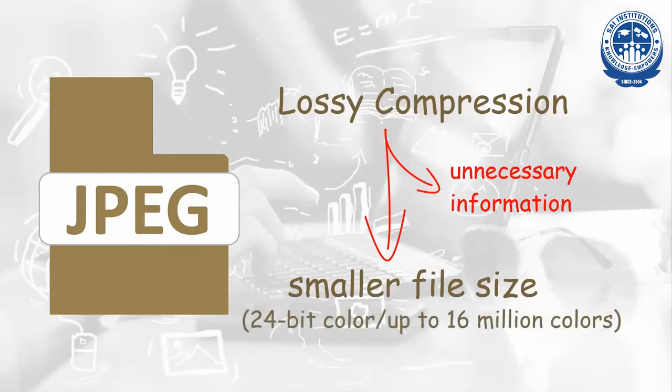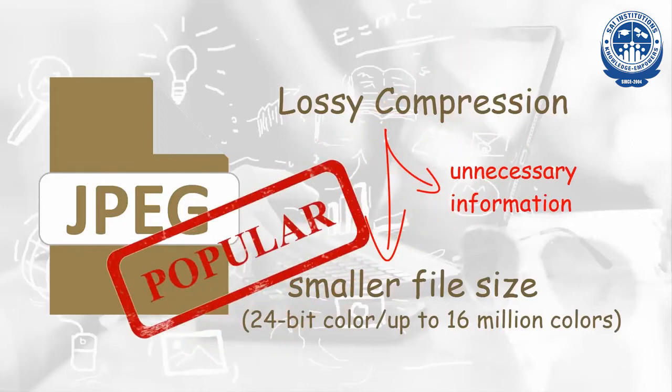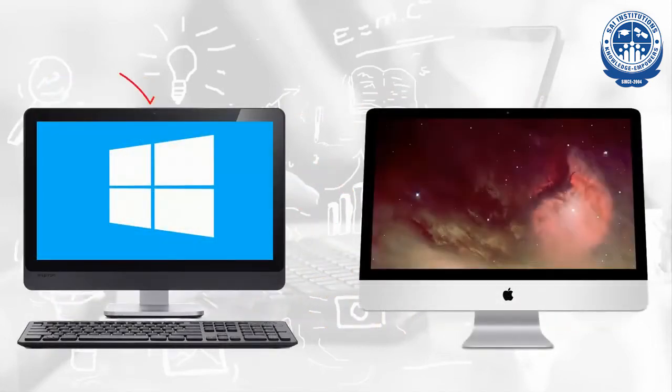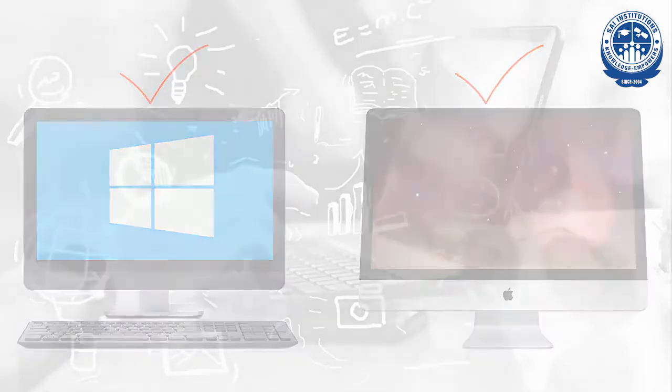JPEG images can use 24-bit color or up to 16 million colors. This color richness, in addition to its smaller size, makes JPEG one of the most popular image formats and it is now the standard file format for most digital cameras. Another advantage of the JPEG format is that it is also compatible across different computer platforms such as PC and Mac, and many different editing programs and web browsers.